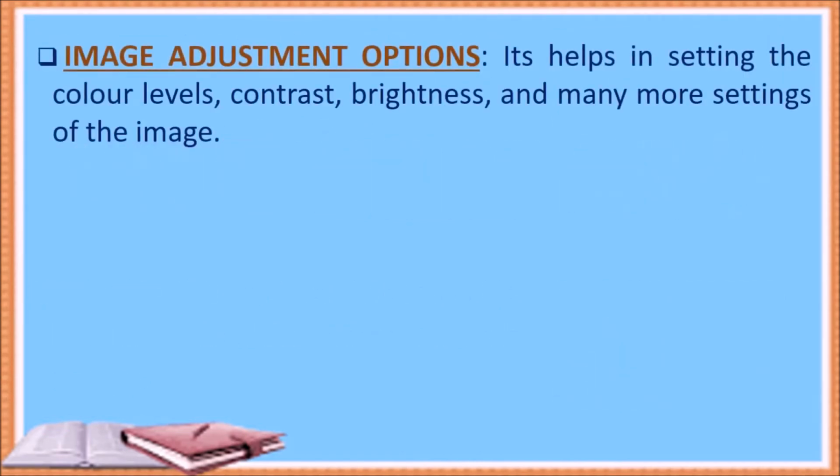Our further subtopic is using image menu. Now here in image menu, the first thing is image adjustment options. Image adjustment option is just like setting the color of your television. Like how you set the brightness and contrast, exactly the same way here it helps in setting the color levels, contrast, brightness and many more settings of an image.